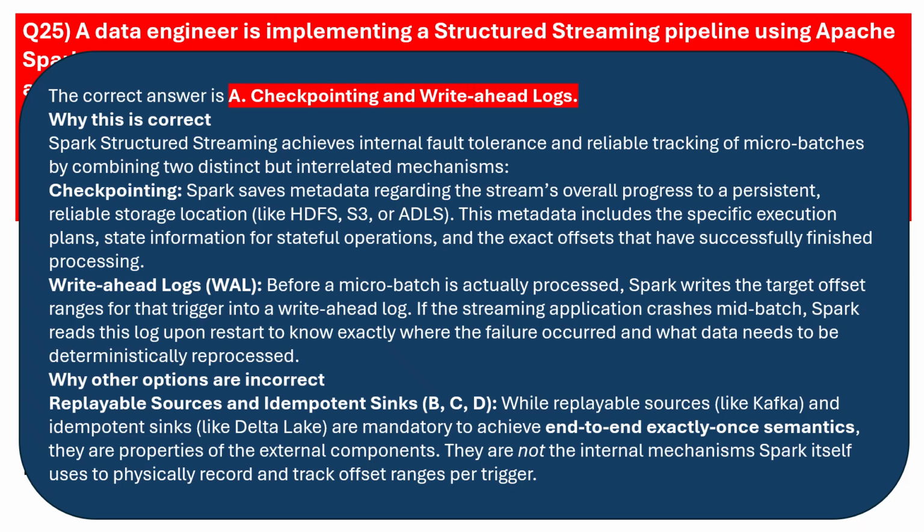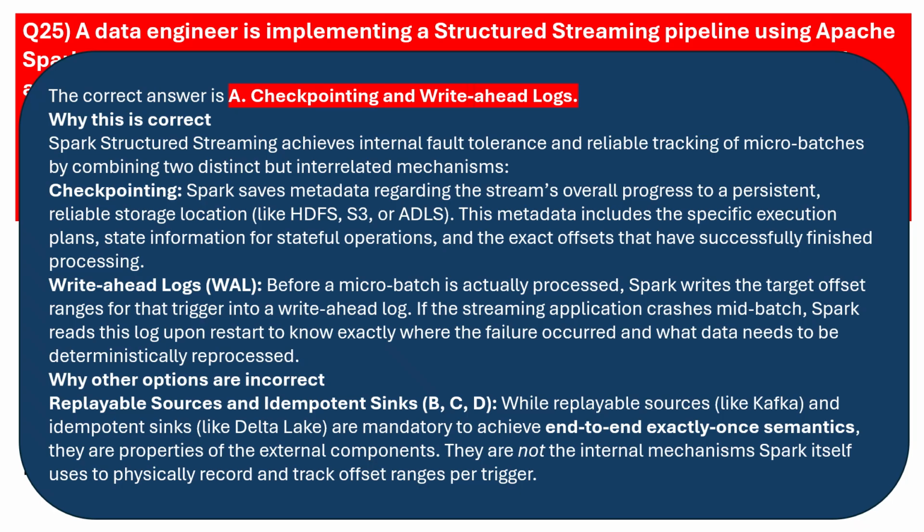processing. Write-ahead logs, WAL: before a microbatch is actually processed, Spark writes the target offset ranges for that trigger into a write-ahead log. If the streaming application crashes mid-batch, Spark reads this log upon restart to know exactly where the failure occurred and what data needs to be deterministically reprocessed.